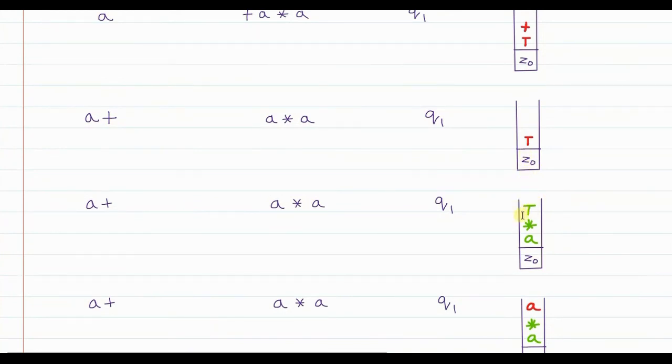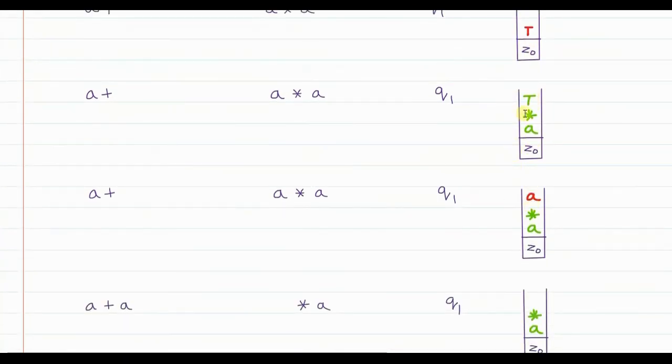We were supposed to replace this T. So what we'll do? We'll replace T with a single A. Now again, what is there on top of the stack? A terminal is there on top of the stack. And what is the current input symbol? Small a is the current input symbol.